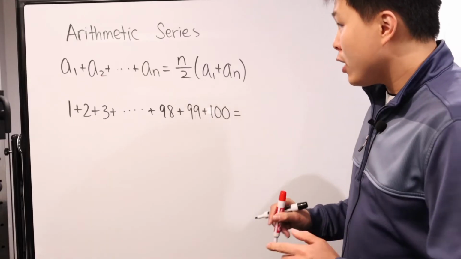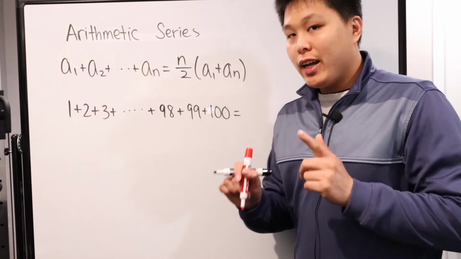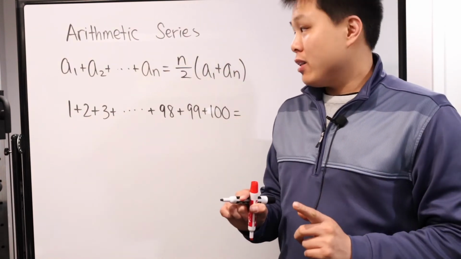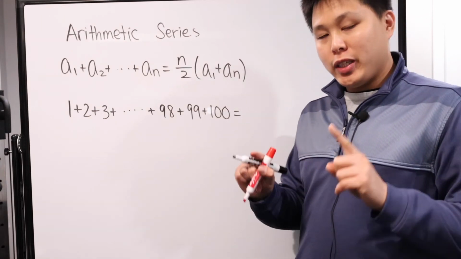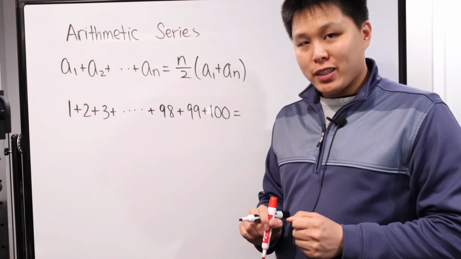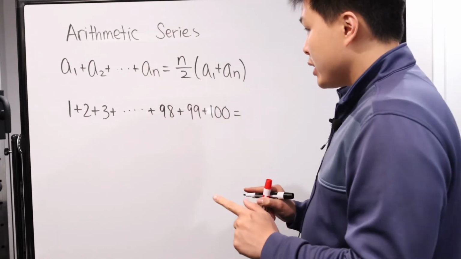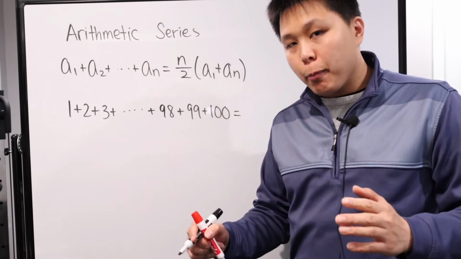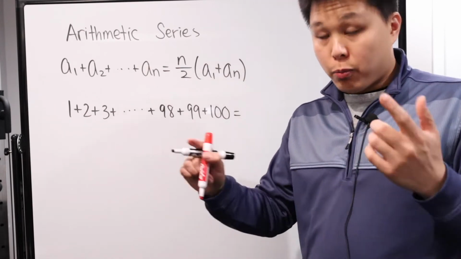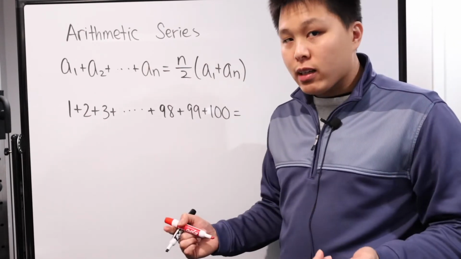Alright, so moving on to arithmetic series. Now, it seems scary. Actually, when you look at it, it is quite scary. But here's the difference between arithmetic sequence and arithmetic series. An arithmetic series is basically a sequence, but instead of being separated by commas like the previous one, we're actually just adding them all together.